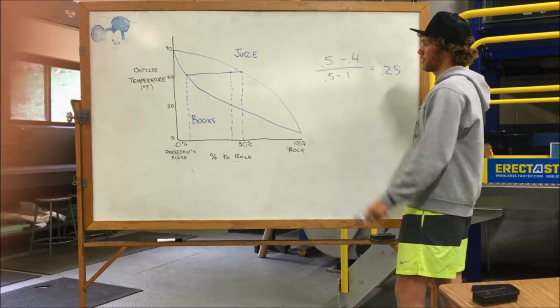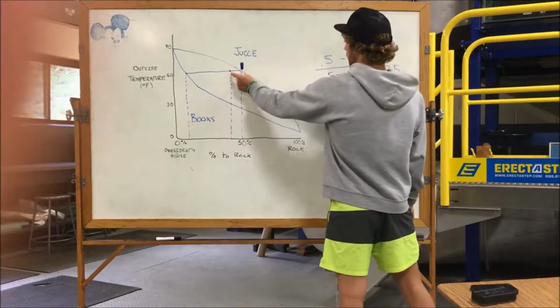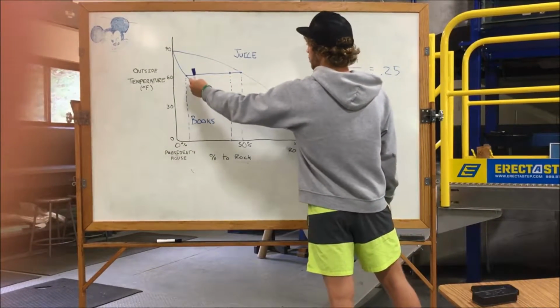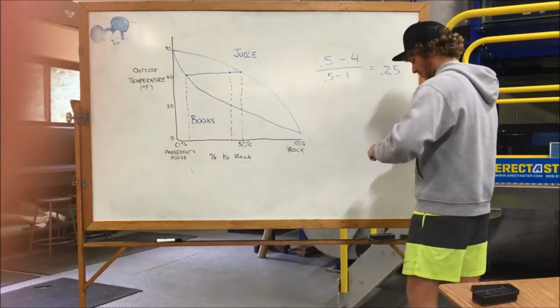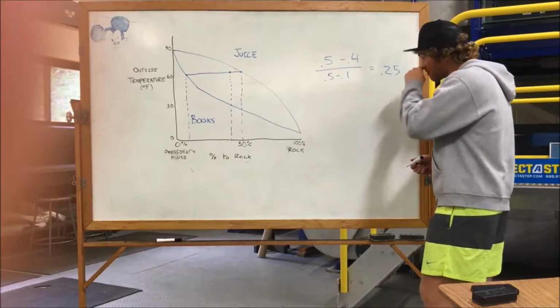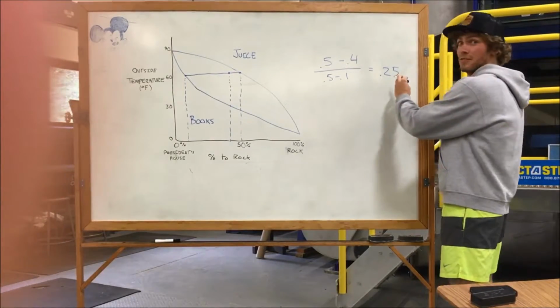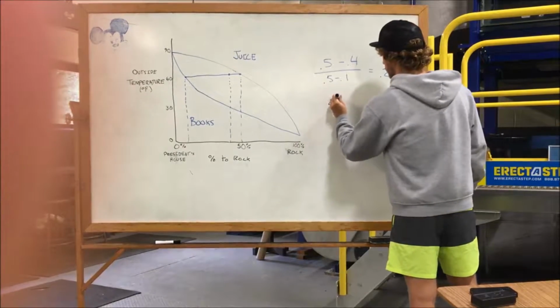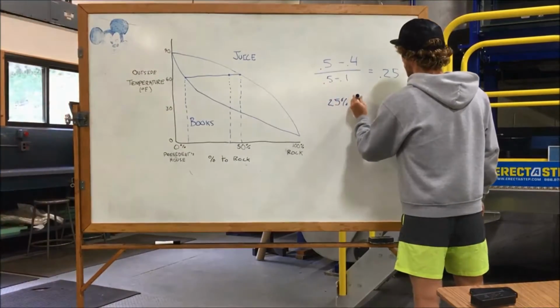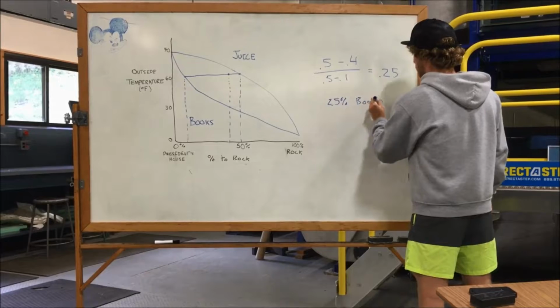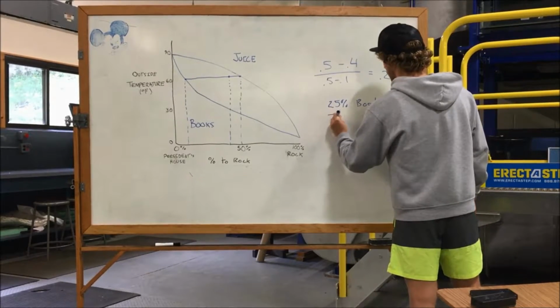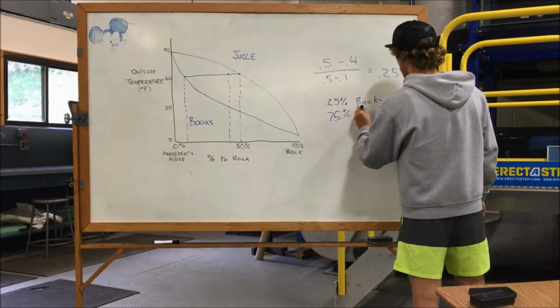Now since it's the inverse lever arm equation, this segment of the line corresponds with how much books we have in our backpack. Oh man, that's hard to get off. This means here that we have 25% books in our backpack, which leaves the other 75% to be juice.